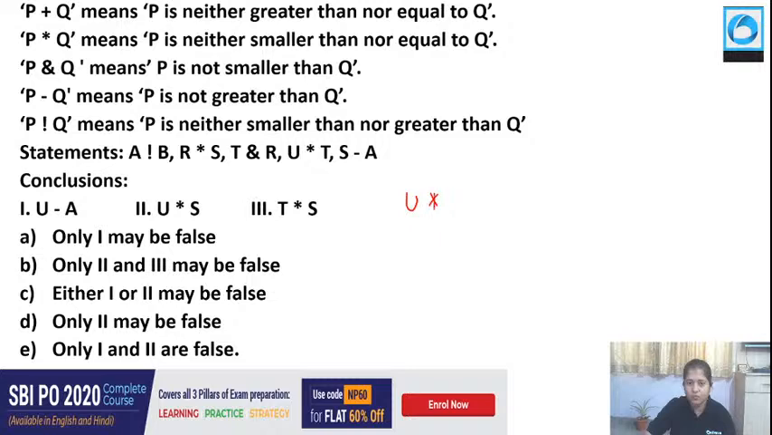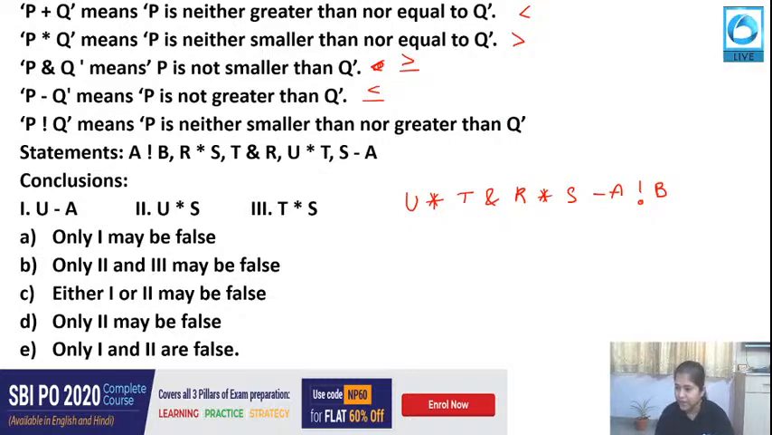So quickly let me know what will be the answer here. Okay, so 2 and 3 are correct. 1, option 1, 1 may be false. Okay. You have to tell me which of the following is the right option here. 2 and 3 are correct. 1 may be false. Okay. 1 may be false.